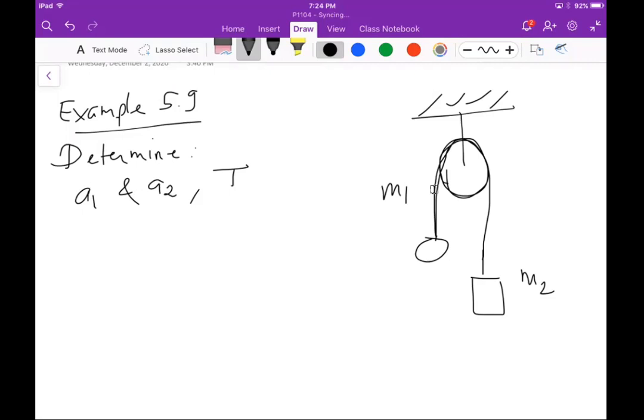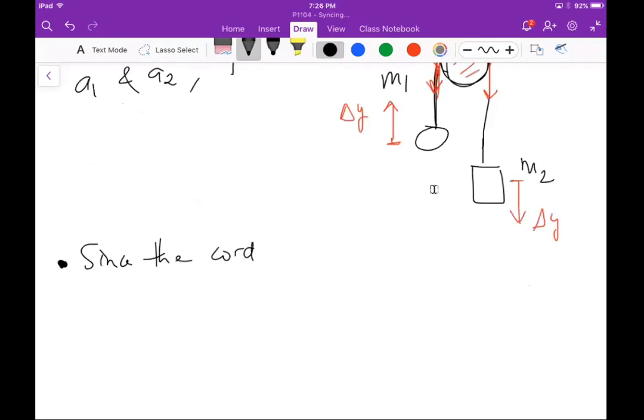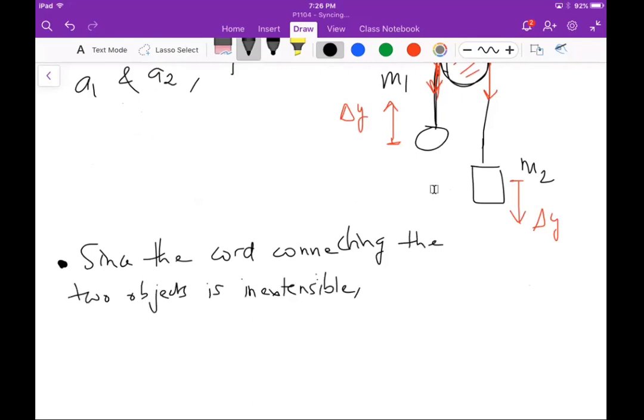First of all, number one, I would say, since the cord that is connecting the two objects is inextensible, therefore we can say that M1 and M2 must have the same magnitude of the acceleration.